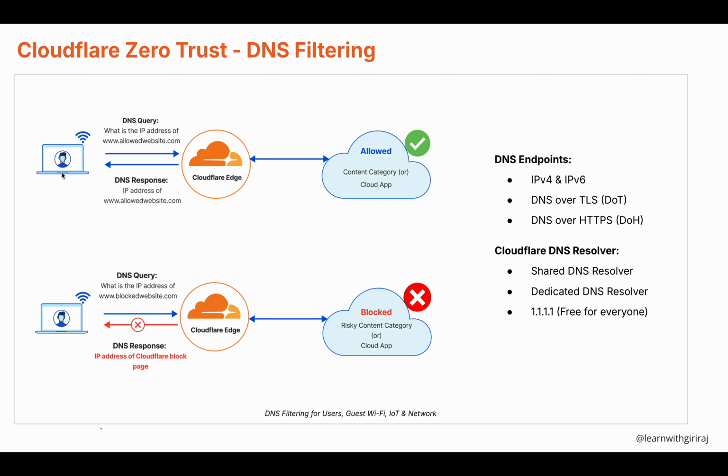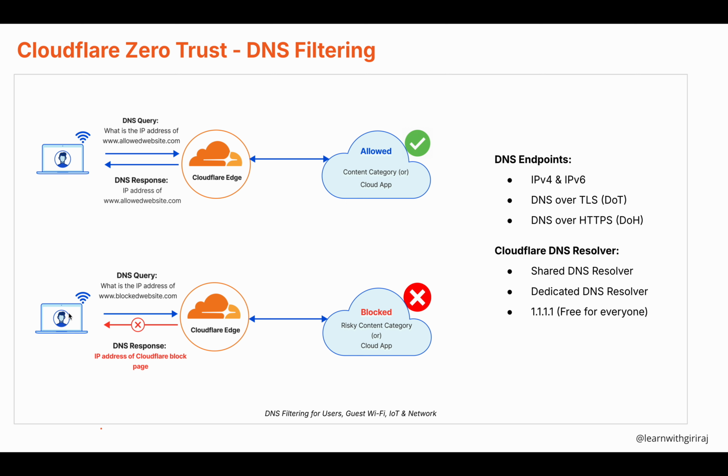If a particular workstation's or network's DNS traffic is forwarded to Cloudflare using a shared DNS resolver, a dedicated DNS resolver, or 1.1.1.1, the closest Cloudflare edge performs a lookup of the website. If that DNS traffic or network is protected by a Cloudflare Zero Trust account or tenant, then an allowed website will resolve to the actual IP address of that allowed website.